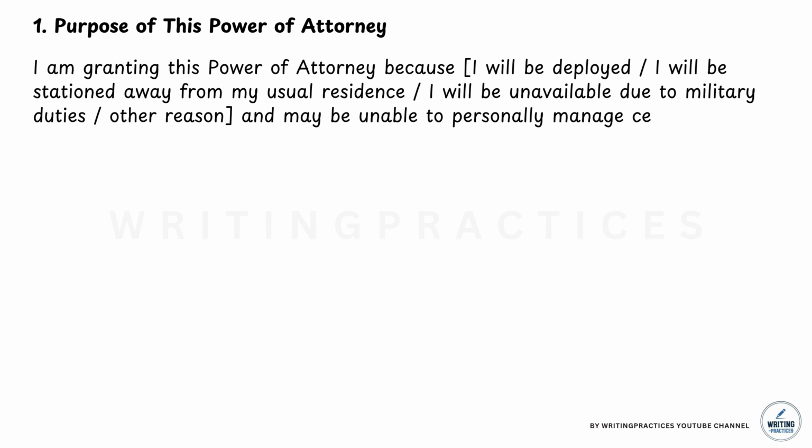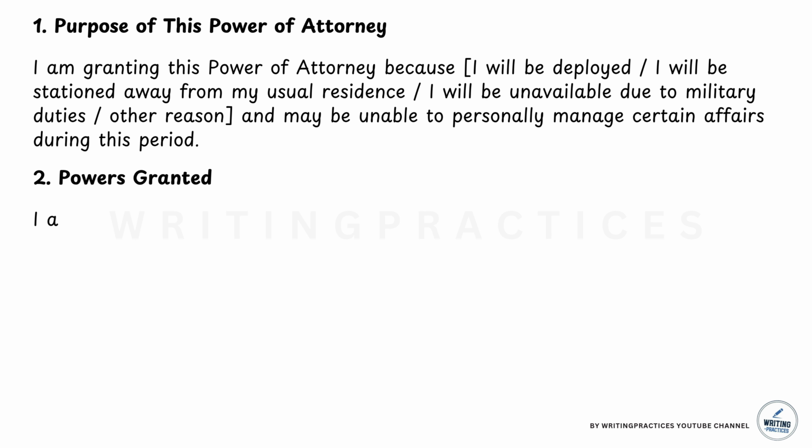You should state the actual reason, such as deployment, military training, temporary assignment, relocation, or another period of unavailability. This section is important because it provides context for the document and explains why another person needs to act on your behalf. Legally, however, simply stating the reason does not give the agent authority. The actual powers must be specifically described in the next section.